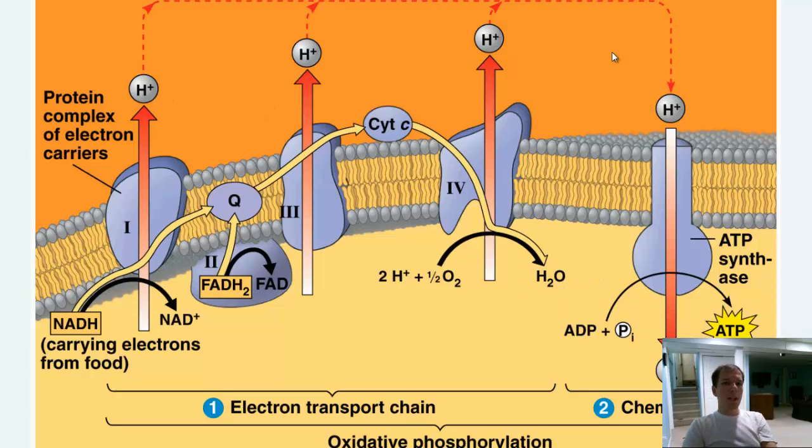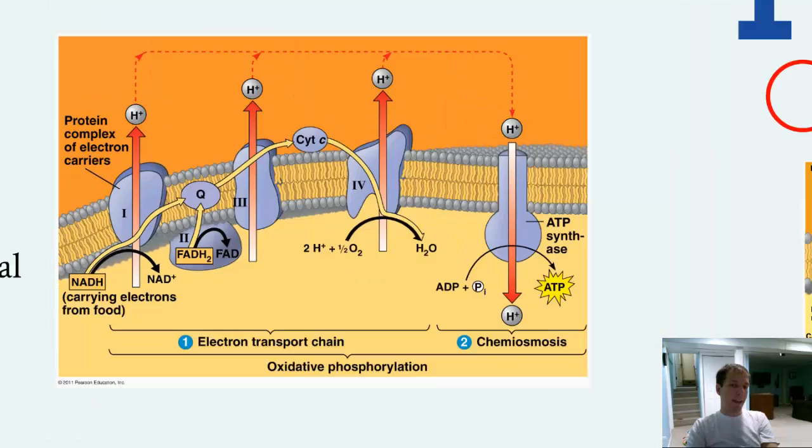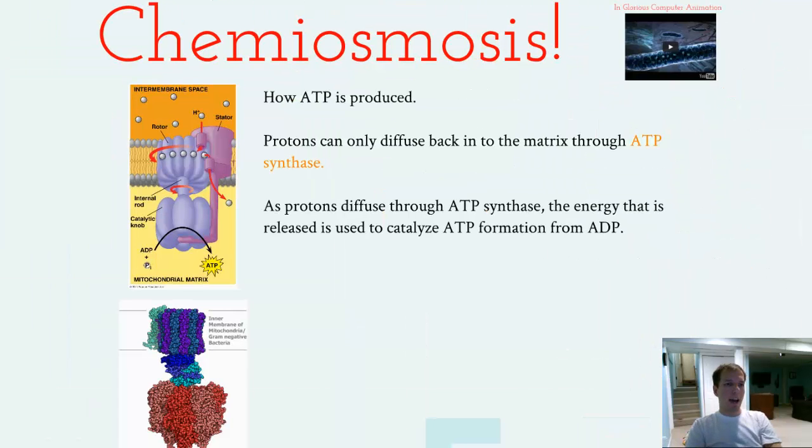Now, once you get all those protons on the outside, it creates a concentration gradient. So there's lots of protons outside, and they want to get back in. And so that's where the action really happens in terms of being able to make ATP, is when those hydrogens, those positively charged ions, start coming back into the matrix of the mitochondria. That process is known as chemiosmosis. And so this is when ATP is made.